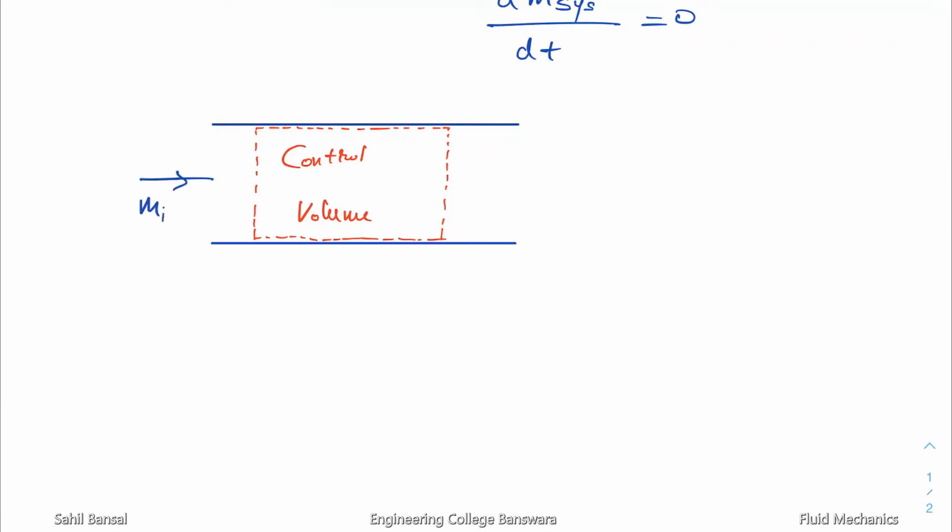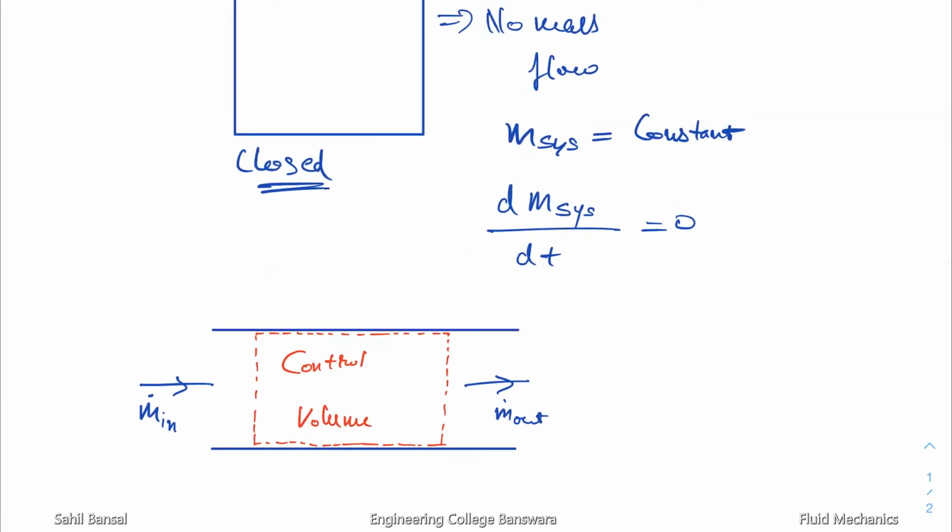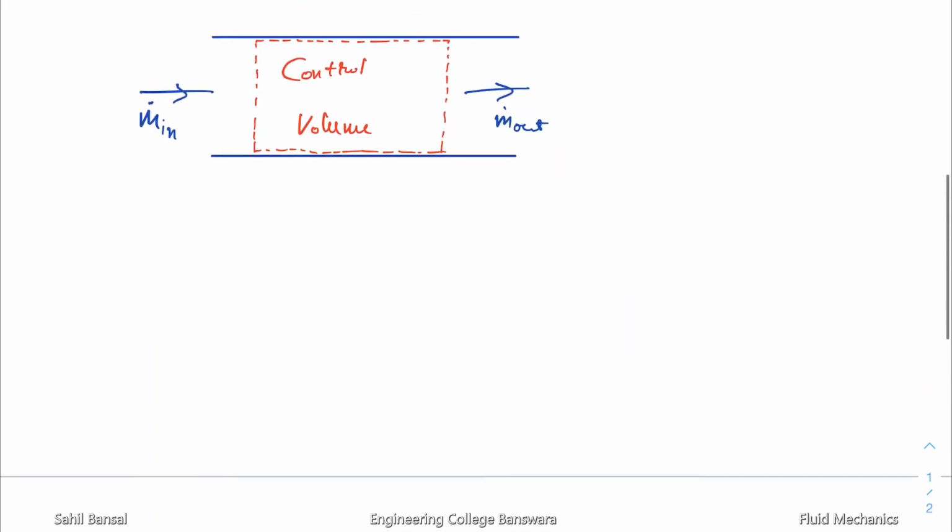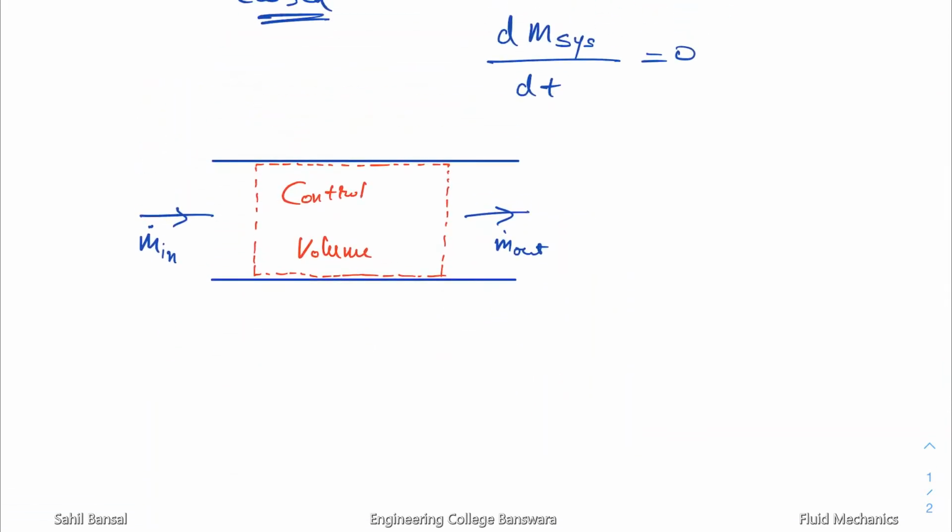Now there must be some mass going in, some flow rate going in, and there must be some flow rate going out. In closed system, no mass was flowing in, no mass was flowing out. But in flow systems or in open systems, some mass can flow in, some mass can flow out. What's another thing that can happen? Mass can also accumulate in control volume, right?